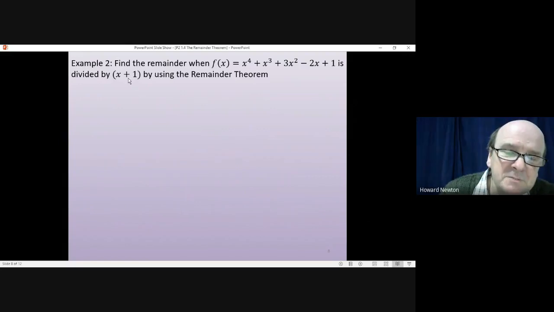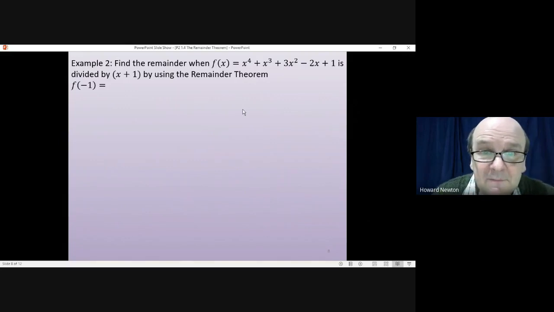Now, if it's x plus 1 in the factor, it's minus 1 that we're going to have to put into the function. But that is all we have to do. So we put minus 1 into the function, whatever we get for the answer, that will be the remainder when we divide by x plus 1. Have a go at finishing this off yourself, pause the video, come back to me when you're ready.